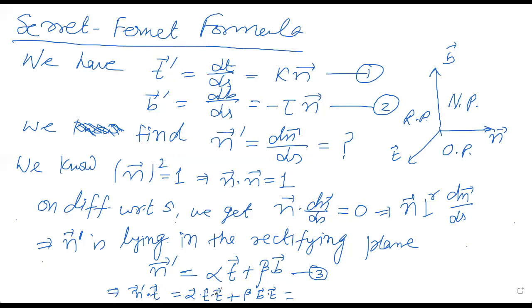So it will become how much now? T dot T is 1, since dot product is cos theta and cos 0 is 1. And B dot T is 0. So you got only alpha here. Only alpha remains, as alpha is a scalar.